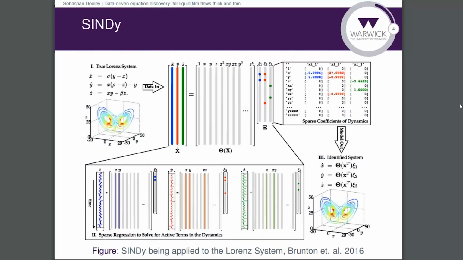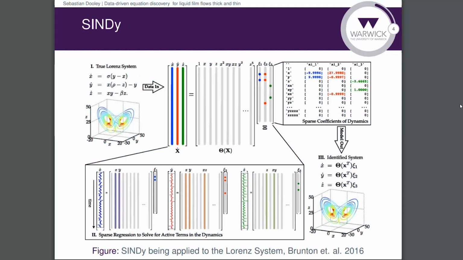SINDy stands for sparse identification of nonlinear dynamics. This is quite a busy diagram, I appreciate, but it's a very good overview of what the entire method is. You basically start at the top left, where you have a dynamical system, lots of observations of it. This is the Lorenz system, so it can be described by ODEs, but it could be a dynamical system described by PDEs. That's one of the beauties of this. You can apply it to both ODEs and PDEs.